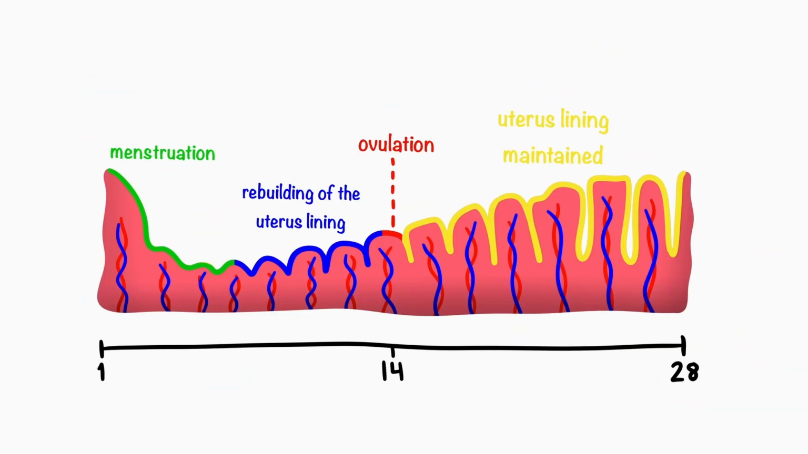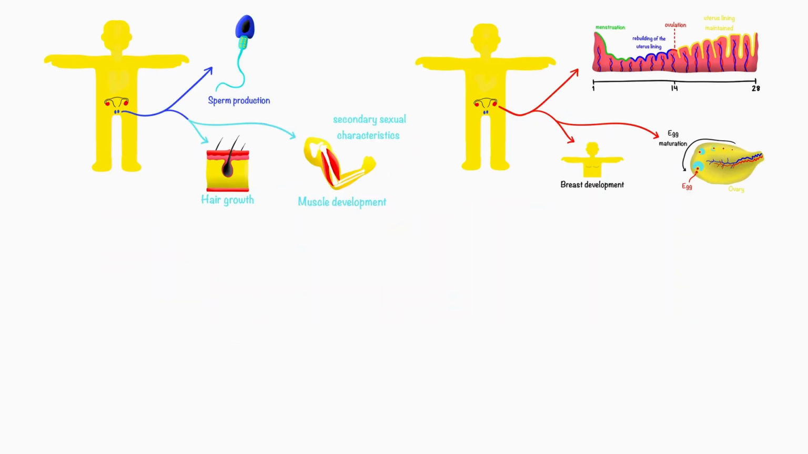In our next episode, we'll explore the role of hormones in human reproduction and how they control the development of secondary sexual characteristics and the menstrual cycle. To get started, let me walk you through what we'll be covering.